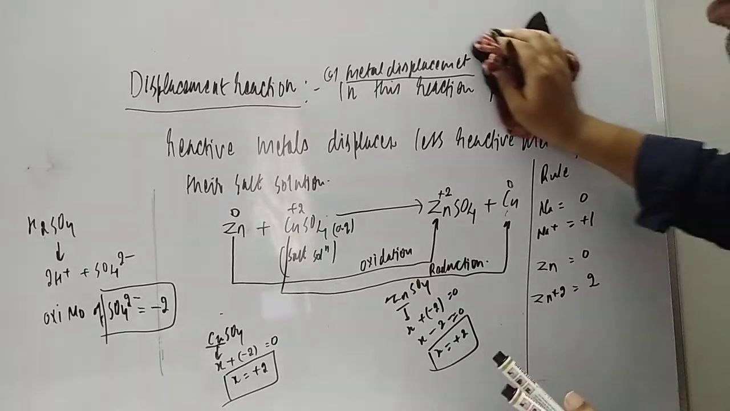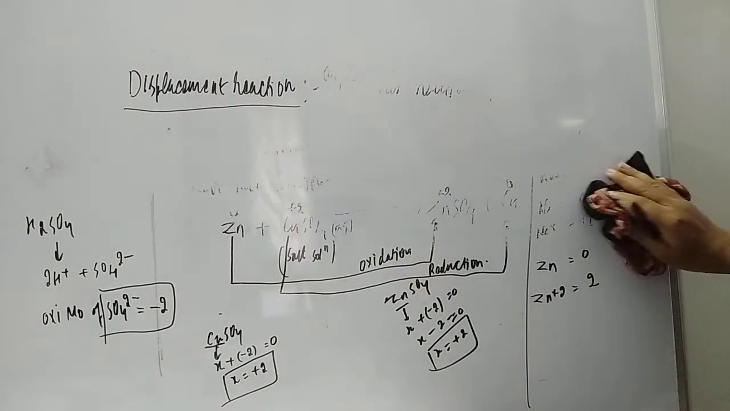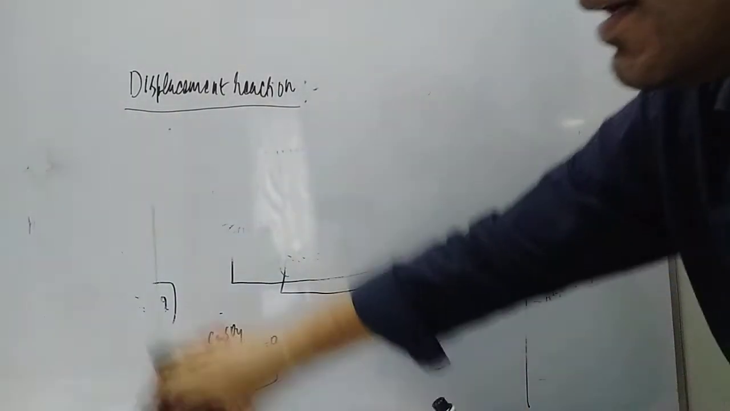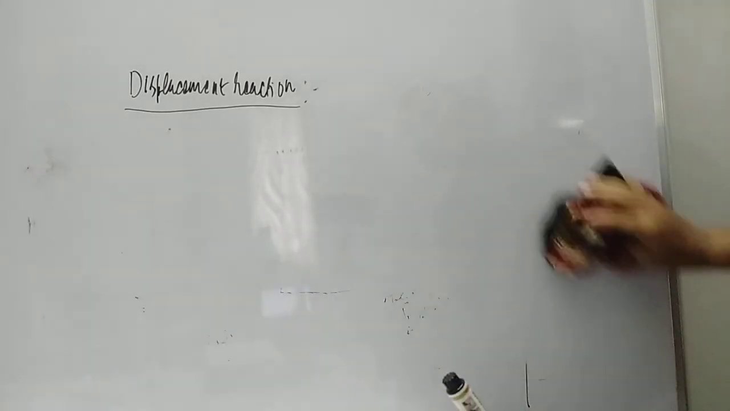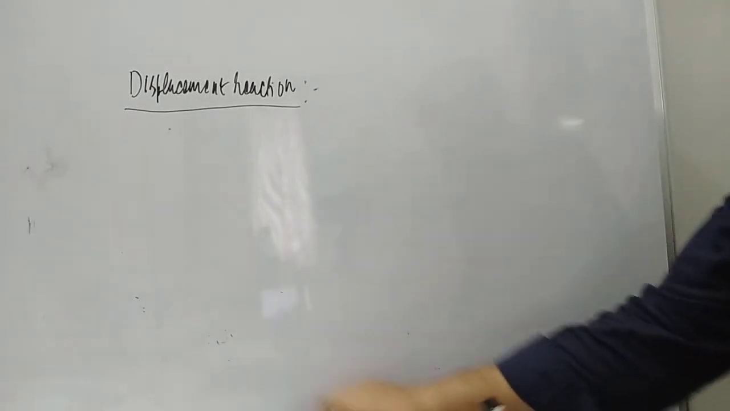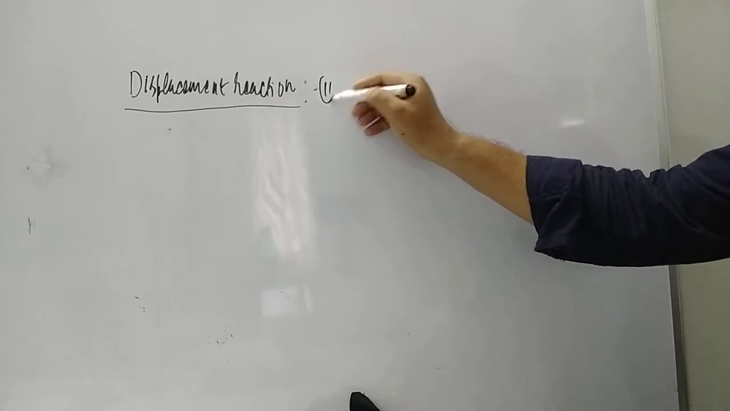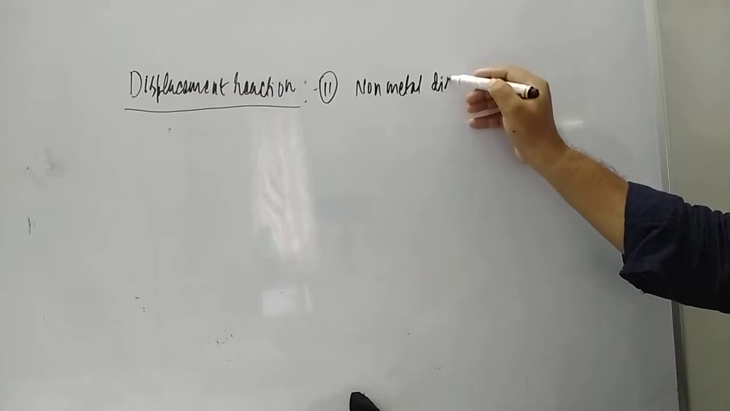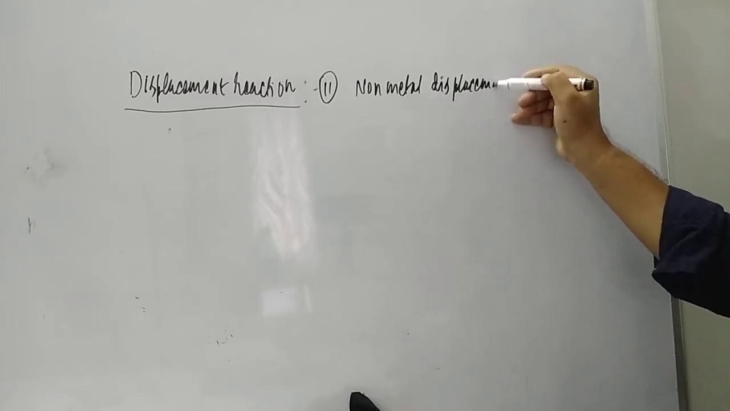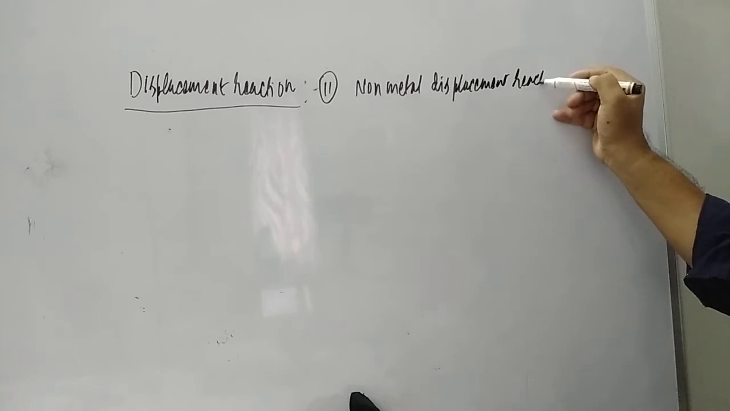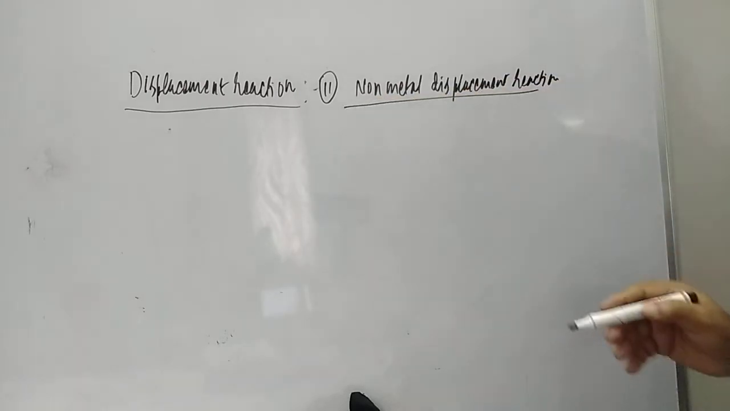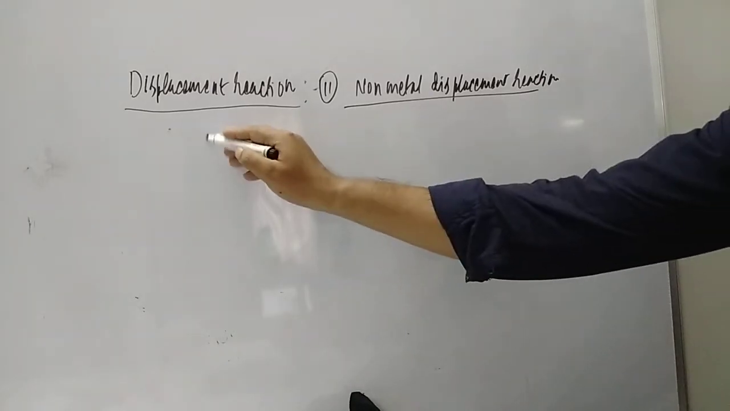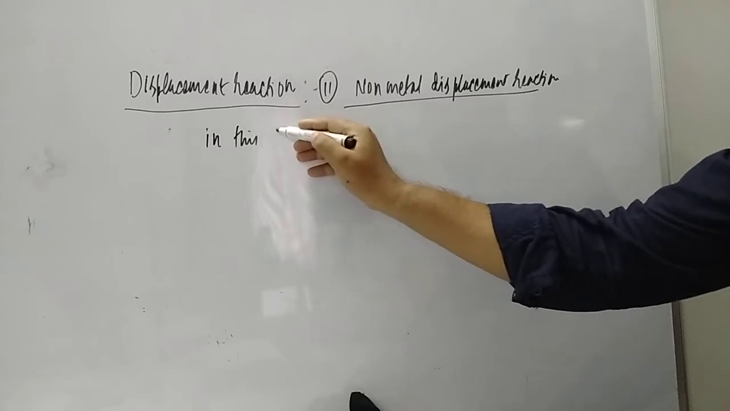Yes, sir. Okay. Now the next category in the displacement reaction is the non-metal displacement reaction. Let us see this other displacement reaction, known as non-metal displacement reaction. Here, second number, we are going to non-metal displacement reaction. This is also similar. In this non-metal displacement reaction, a non-metal will be displaced.